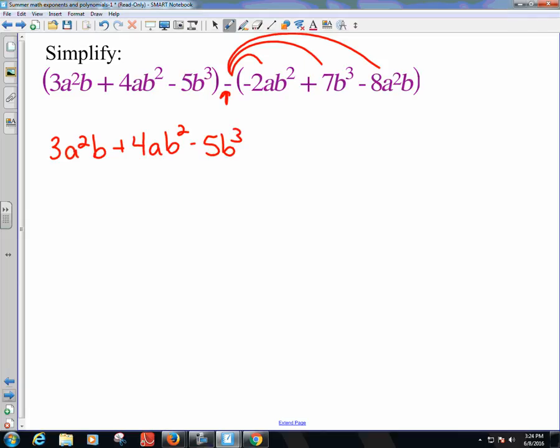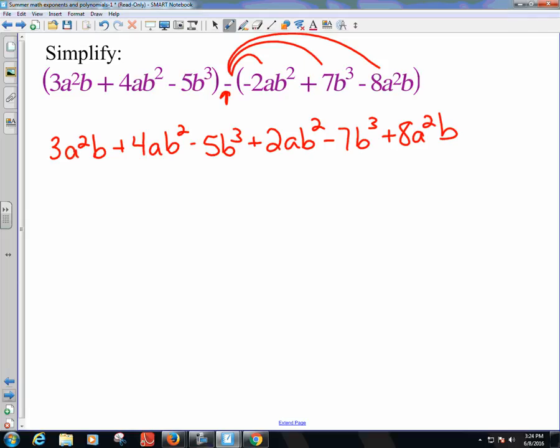And then I'm going to distribute that minus sign. The net effect of distributing the minus sign is just changing the sign. Negative 2ab squared becomes plus 2ab squared. Positive 7b cubed becomes negative 7b cubed. Negative 8a squared b becomes plus 8a squared b. So now I just need to do the same thing that I did the last time. I'm going to compare my terms and combine anything where their variables and exponents are exactly the same.